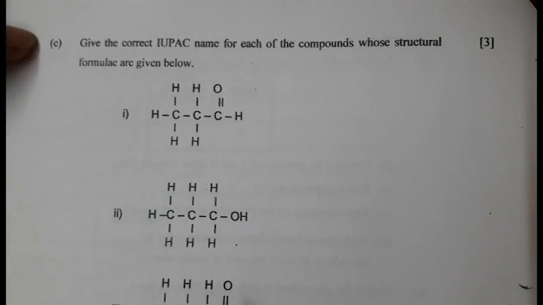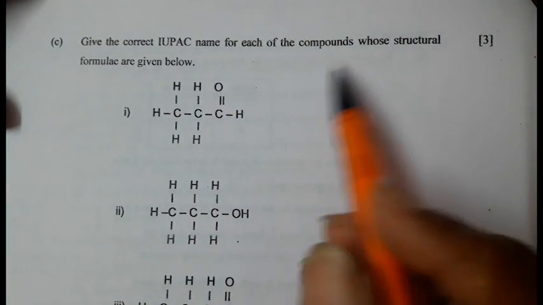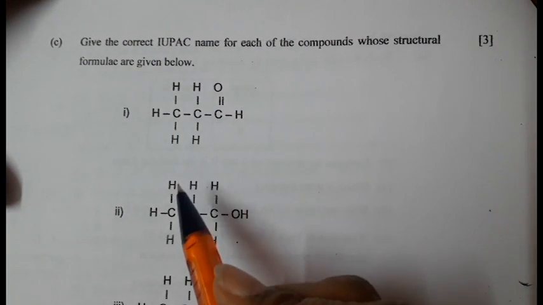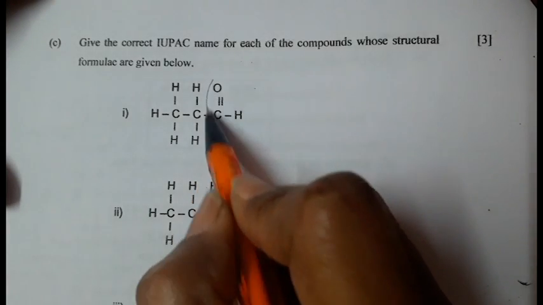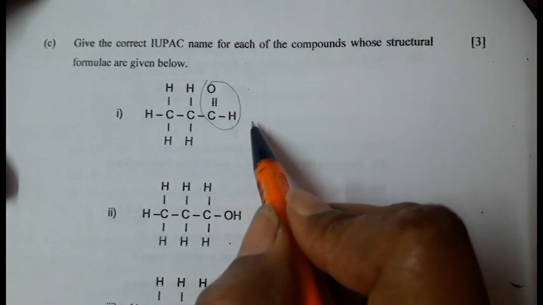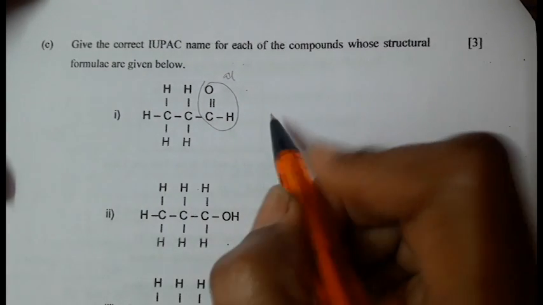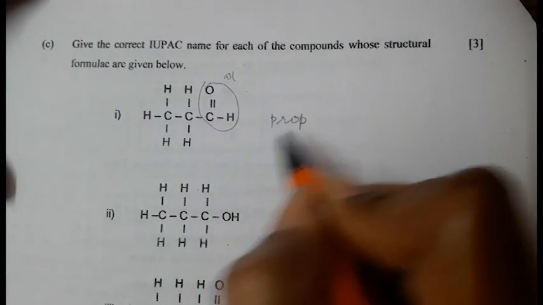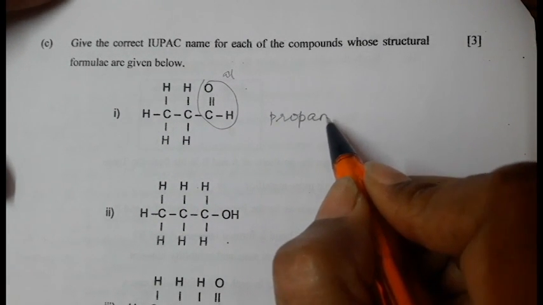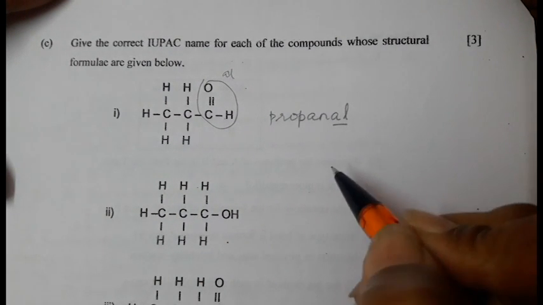Let us come to question 4C. Give the correct IUPAC name for each of the compounds whose structural formulae are given below. The first one, this is the structural formula. Always look out for the functional group. This is an aldehydic group, so it is going to end in al. How many carbons? 3. So it becomes prop. Single bonds between carbon, so it is an, but we don't write the e, and then we write the functional group al. So it is propanal.